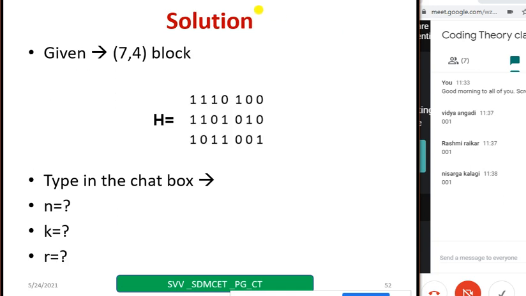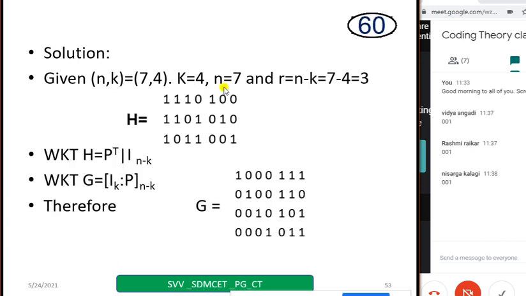Now, given (7,4) code, yesterday I have already typed it in the chat box. Let me go to the next, and simply I have to multiply this. Please try to understand. I have taken H equal to [P transpose I], but for G I need a P. So if I take the transpose from this, I will get P. Therefore, this is a row, and I have taken it as a column. Hope most of you understood what we did last class. Again I am repeating it for your revision.